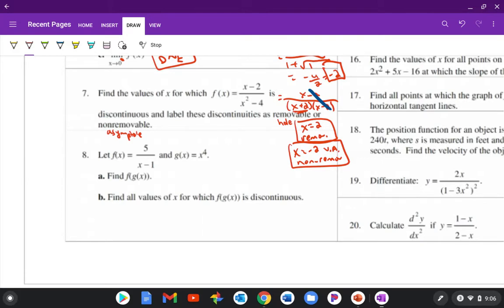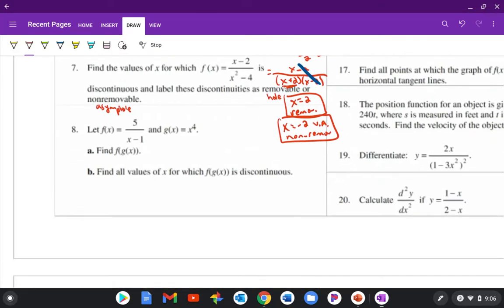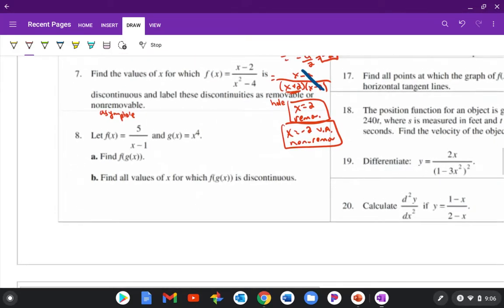Okay, the next one, we're asked to first do a composition, f of g of x. For that, we take all of g and we plug it into the x in f. So f of g of x will then be 5 over x to the 4th minus 1. That's the first part, part A.